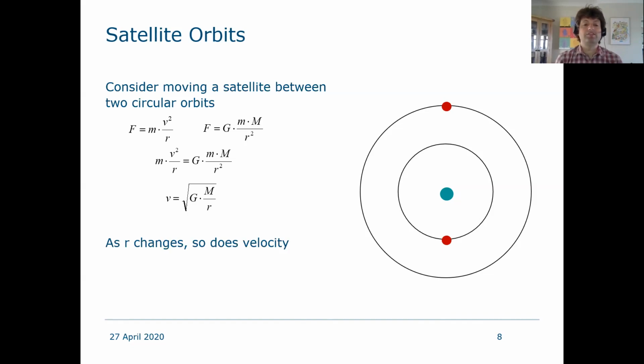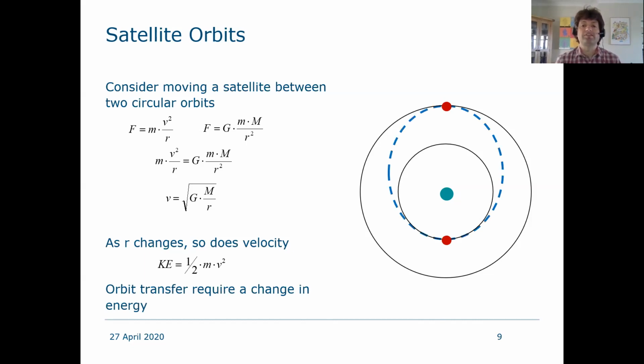Now, Newton's constant of gravitation is not going to change. The mass of the Earth is not going to change. So if the radius of the orbit changes, so does the velocity. We know that kinetic energy is half multiplied by mass multiplied by velocity squared. So if our velocity changes, so does the kinetic energy. So that's the point of this slide. The point of this slide is saying if the radius of the orbit changes, then the velocity changes. If the velocity changes, the kinetic energy changes. So orbital transfers require a change in energy. So if we want to go from this lower orbit to this higher orbit, we're going to need to give our satellite a kick.